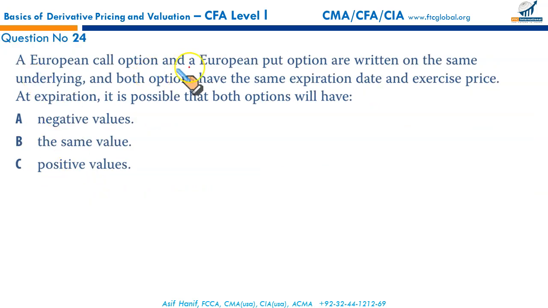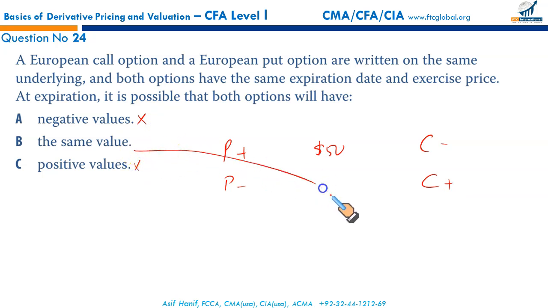A European call option and a European put option are written on the same underlying, and both options have the same expiration date and same exercise price, let's say $50. At expiration, it is possible that both options will have negative values. Now that is incorrect, because if the put option has a positive value, then the call will have zero value. If the put is zero, the call will be positive. So they cannot both be positive simultaneously. Yes, they can be zero at the same point.